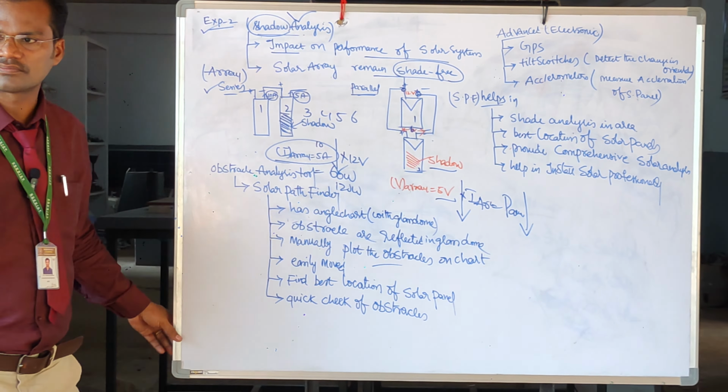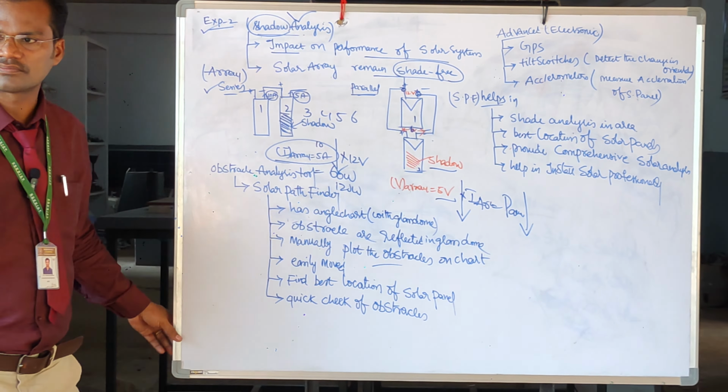Solar pathfinder. If you use this solar pathfinder, it will show you the location where we have to place the solar panels. Are you able to understand? If you buy this equipment, it's around 20 to 25,000, made by a manufacturer. If you take that installation kit and keep it in a location, it will show whether the site is suitable for installation or not. If it's not suitable, it will show that indication. So those types of devices are called solar pathfinders.